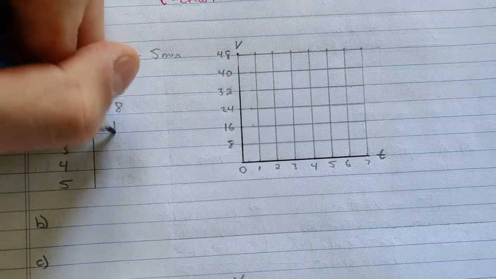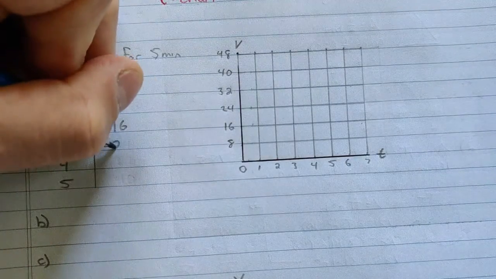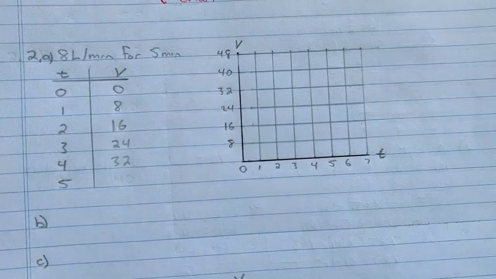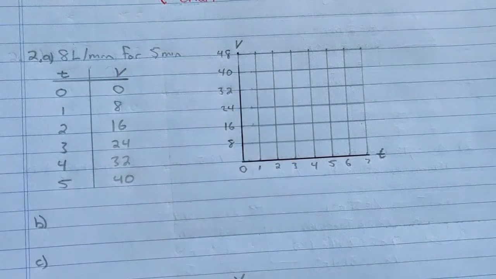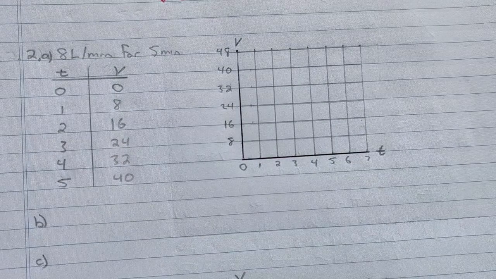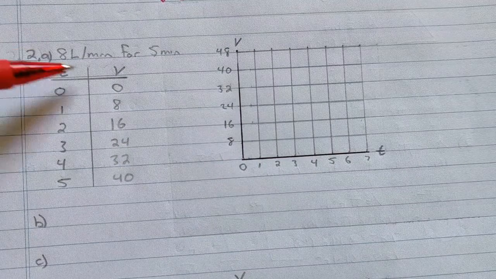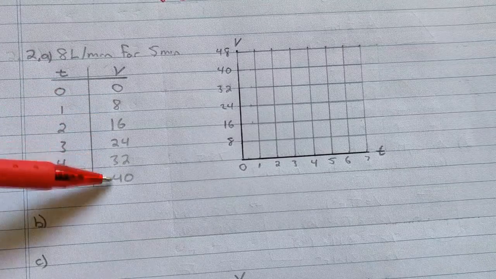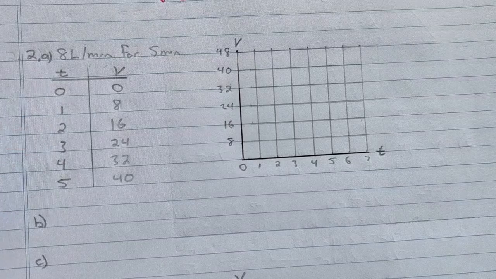So we're just increasing by 8 liters each time. The next time would be 16 after 2 minutes. 3 minutes will be 24. 4 minutes will be 32. And then after 5 minutes, we would have 40 liters in our tub. So there's our table of values filled out. Again, at 0 minutes there'll be no water in the tub, and then it is increasing by 8 liters per minute, and we are going up by 1 minute intervals.